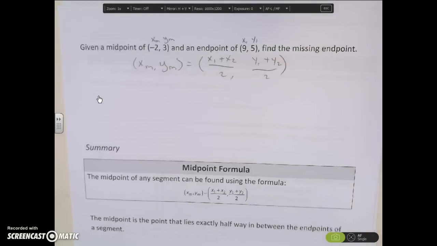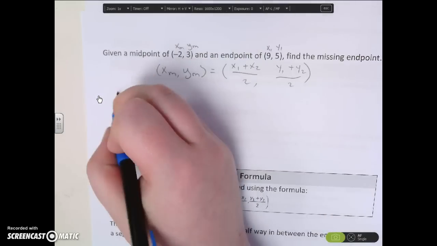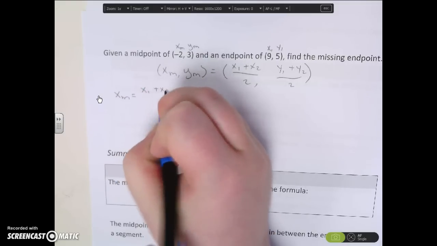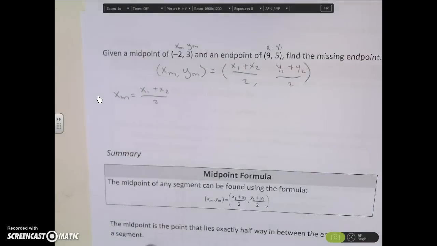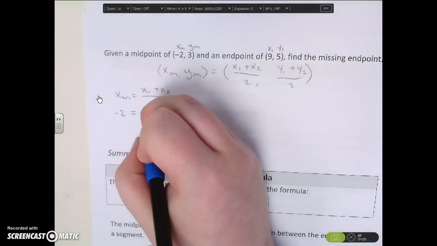I'm going to break this into two things so I can handle it more easily. My xm is equal to x1 plus x2 over 2. I'm going to fill in what I know. xm is negative 2. x1 is 9.